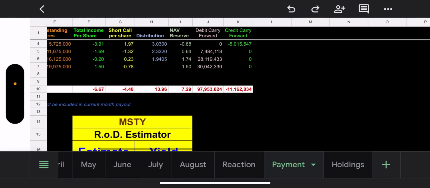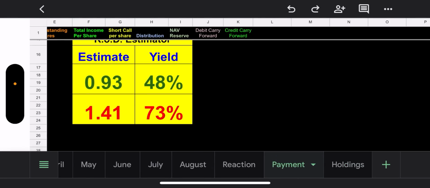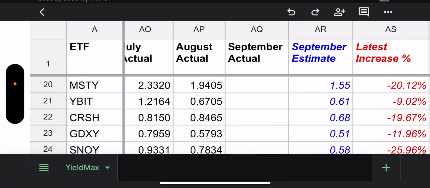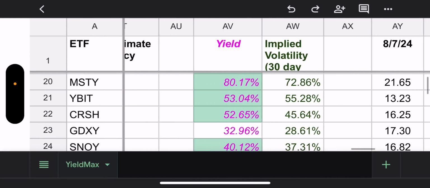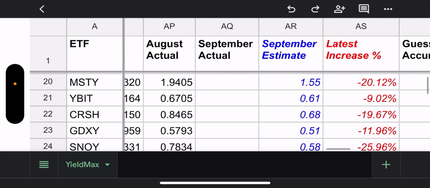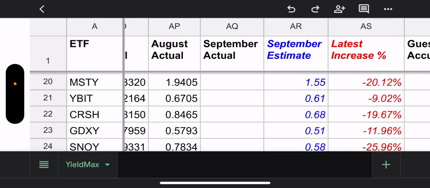So again, $1.94 last month. My ROD estimator calculates 93 cents based on taxable income alone. The IV alone predicts $1.41. Okay, so I'm above both of those. How much did they go up per share? $1.55. So why do I think they're going to pay all of it, right?